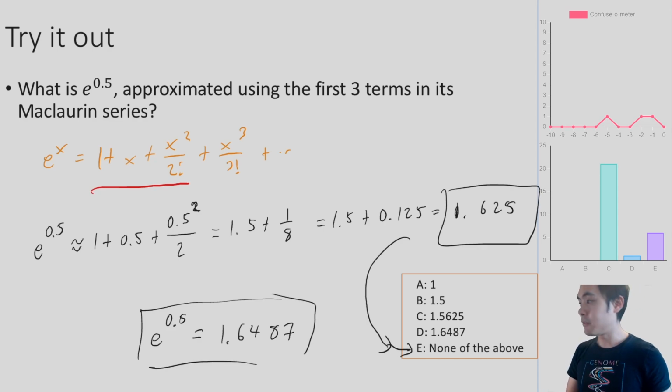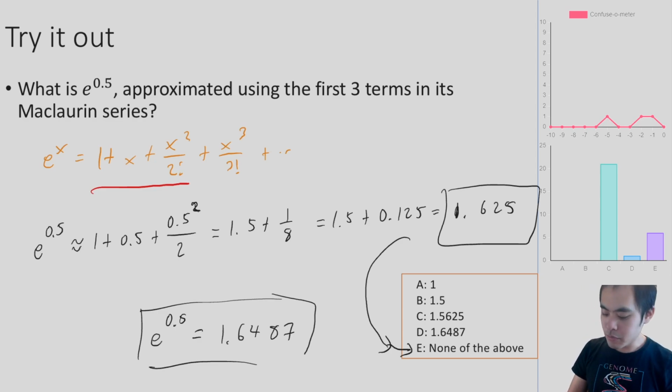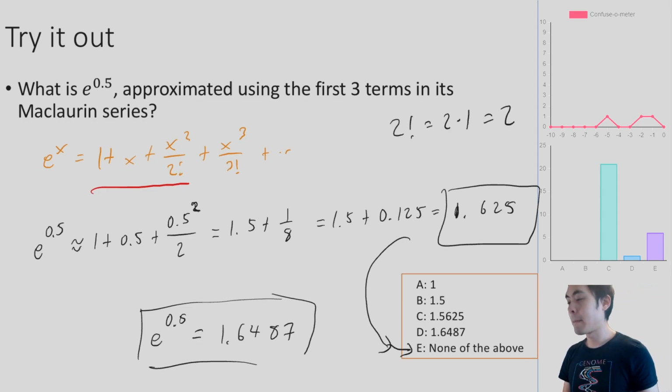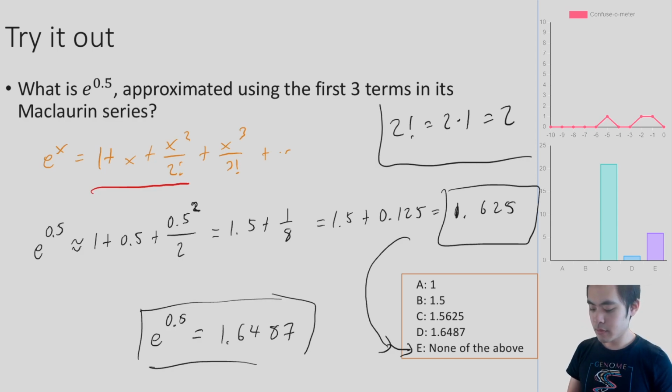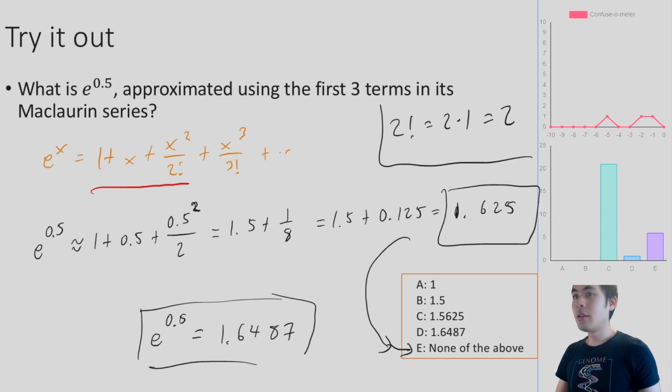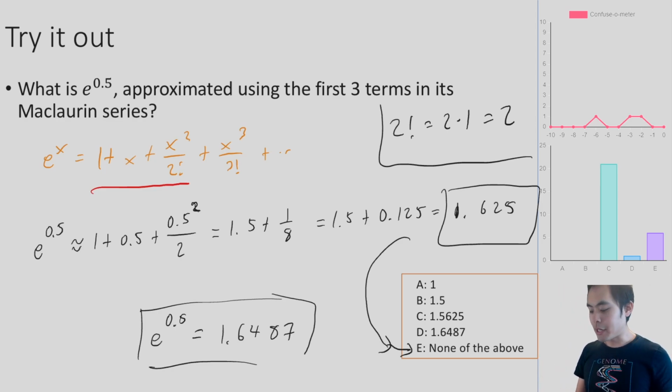So this is none of the above. Okay, and so this brings us to, where did the factorial go? Oh, 2 factorial is equal to 2 times 1, which is equal to 2. Okay, so this brings us to different types of approximations.